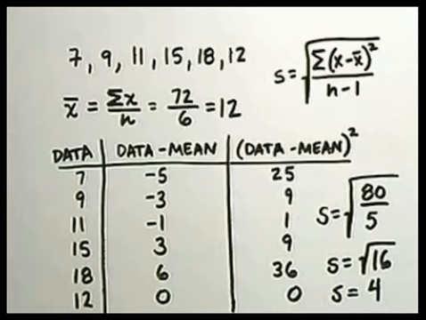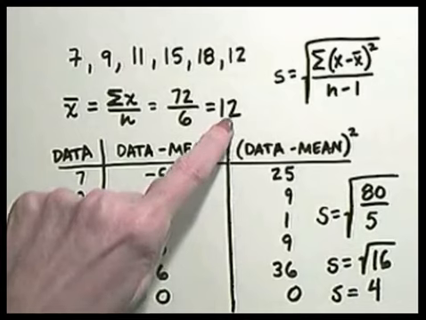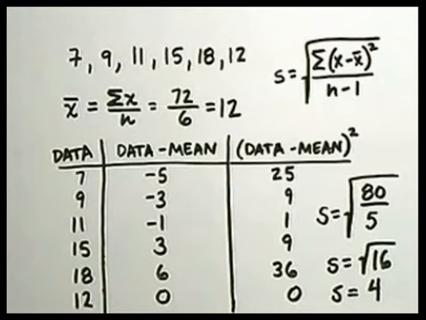This gives us an idea of the spread of the data about the mean. On average, the data is 4 units away from the mean.